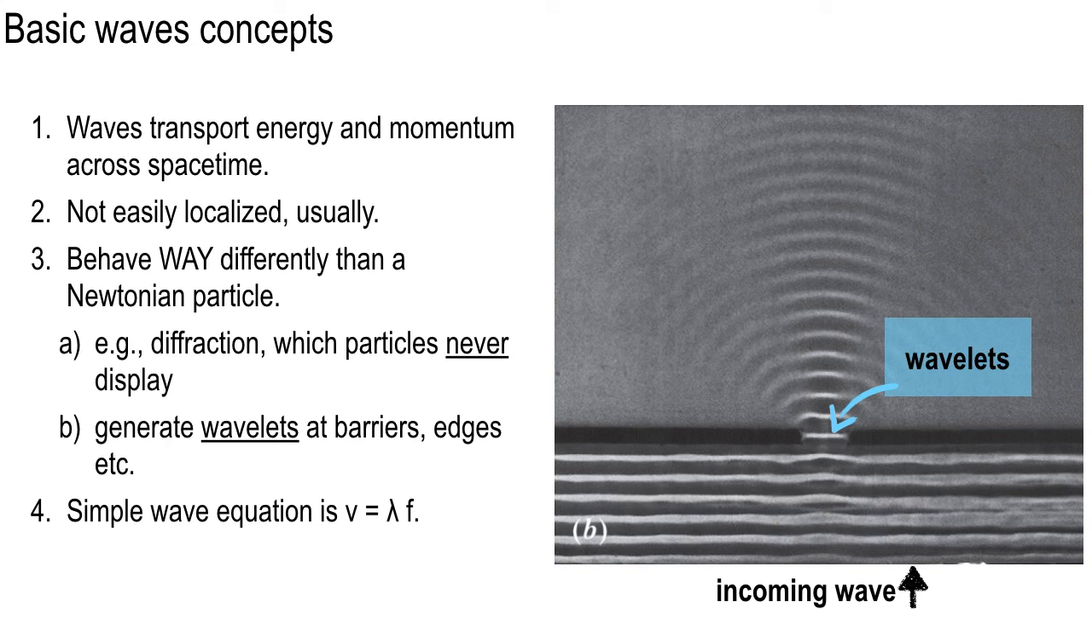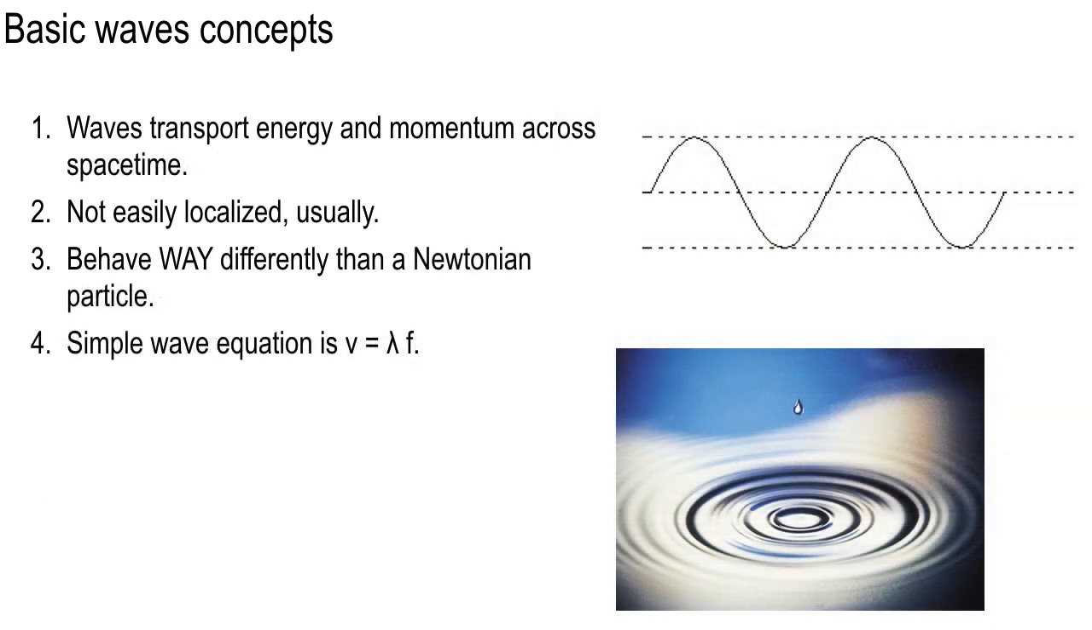Now, there's a simple wave equation, V equals lambda F. We're going to work on that, maybe do a calculation here if we have time. So here's the wave equation. This is a generic wave equation for any wave system. V equals lambda F. If you're studying waves in the plasma of the surface of the sun, the wave equation is going to look a lot different, but it can be boiled down to approximately V equals lambda F. It's kind of nice.